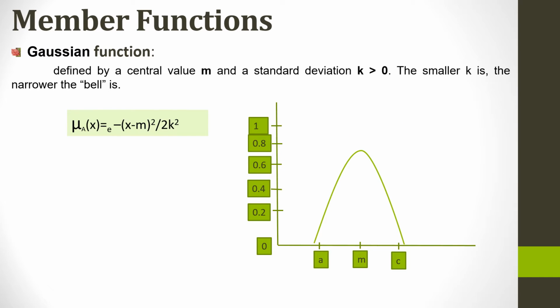Then the Gaussian function. This function is used to represent vague and linguistic terms. It is defined by a central value m, that means m is the center, and a standard deviation k greater than 0. The smaller k is, the narrower the bell is. That means the Gaussian function looks like a bell.